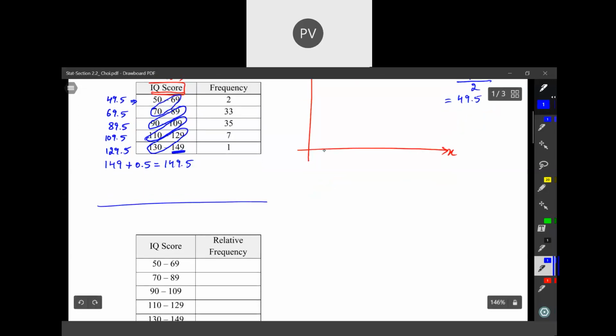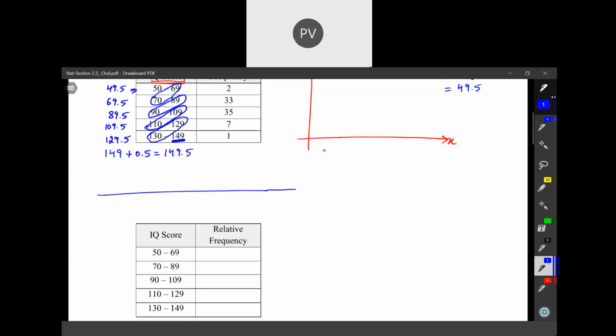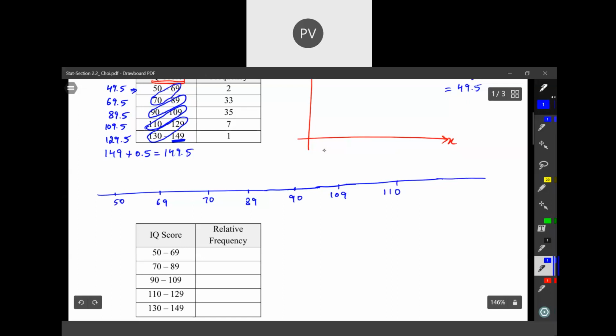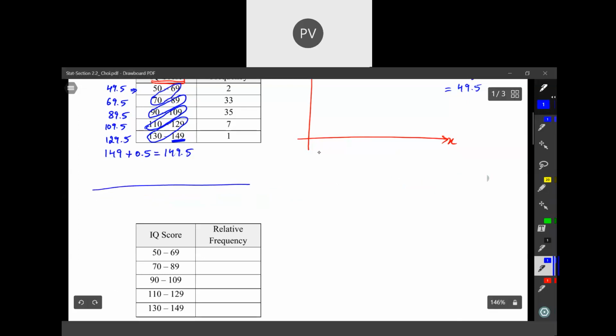Remember, class boundaries are nothing but the boundary lines. For example, I am writing the same values in a line: 50, 69, 70, 89, 90, 109, 110, 129, 130, and 149.